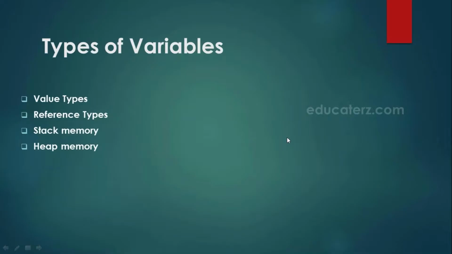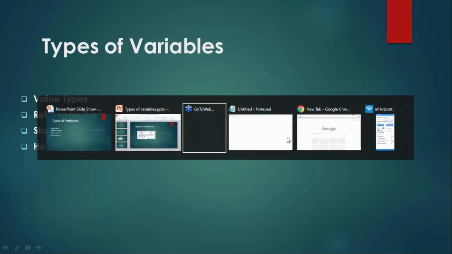Basically, in .NET, the types are broadly categorized as value types or reference types, meaning that the types in the .NET framework are treated as either value types or reference types. So a value type holds the data within its own memory allocation.